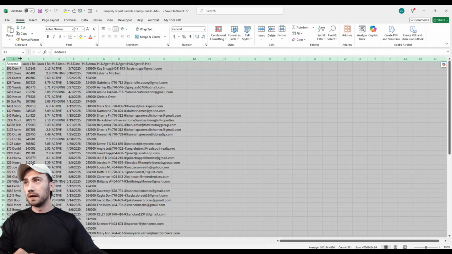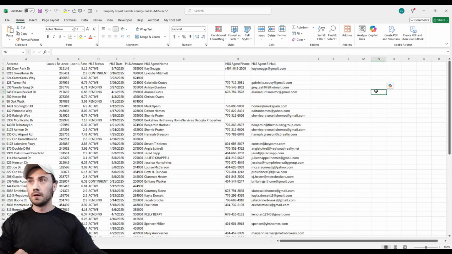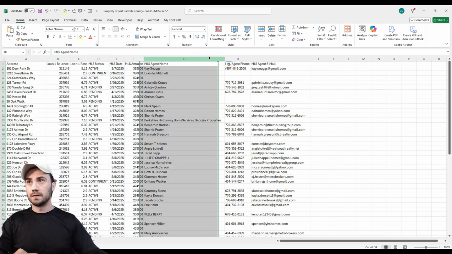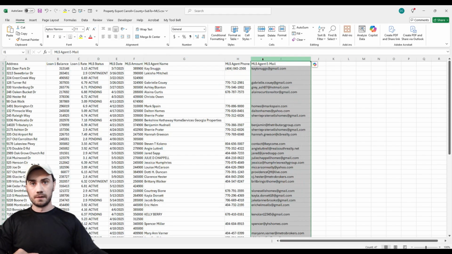I'm going to pull up one of these CSV files just for demonstration purposes. And this is basically what the data set's going to look like. And so we have the MLS amount, the date, the status of the listing, the loan one balance, the agent's name, and their email address. This is all we need for these subject to transactions.